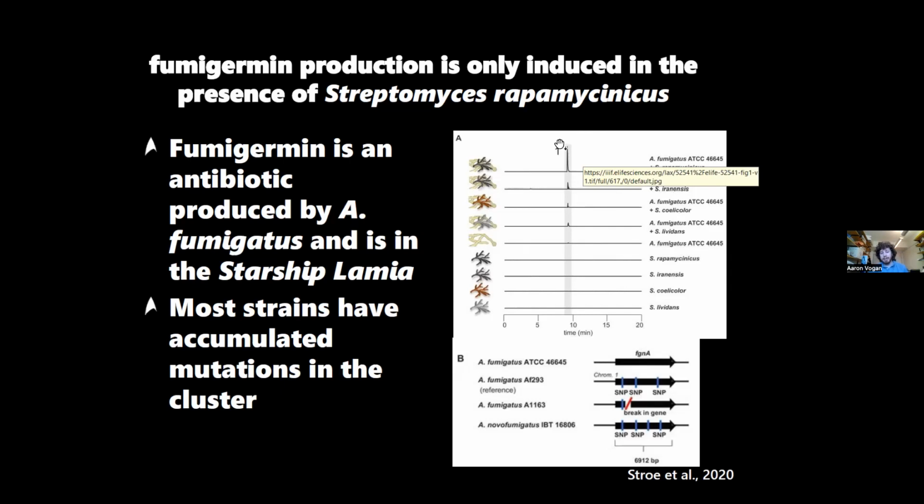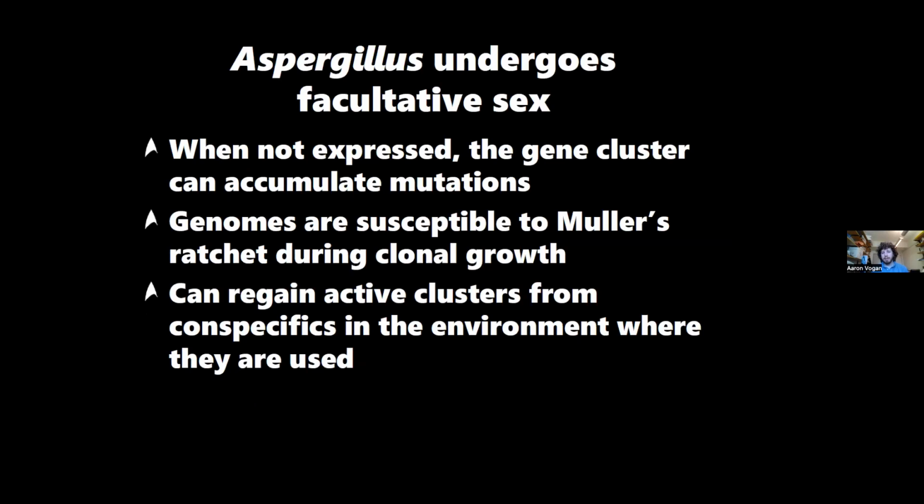And of course, I'm talking about it because it turned out from our analyses that it's actually in a starship that we named Lamia. And what's pretty interesting to us is that the original paper that found it could only find it intact in a single strain. In fact, in every other strain they looked at, it had accumulated point mutations or deletions and was non-functional. And the active form was quite rare. And so what we think is going on here is that Aspergillus fumigatus actually undergoes facultative sex. So it has a clonal life cycle and then sometimes does sex.